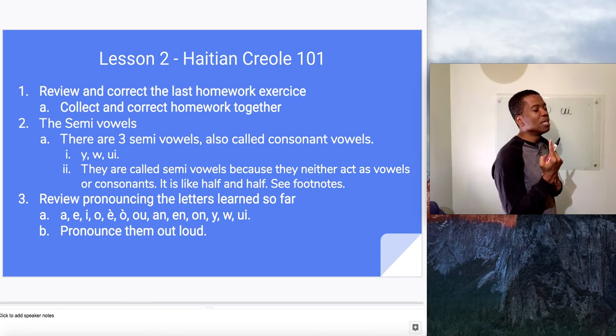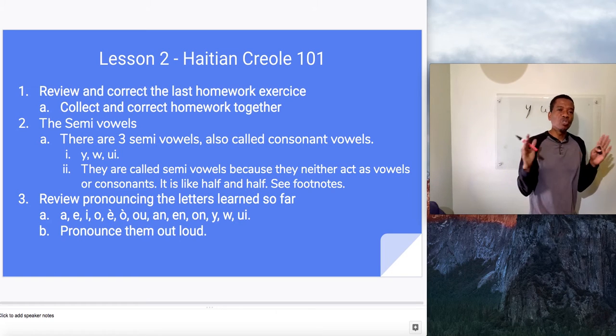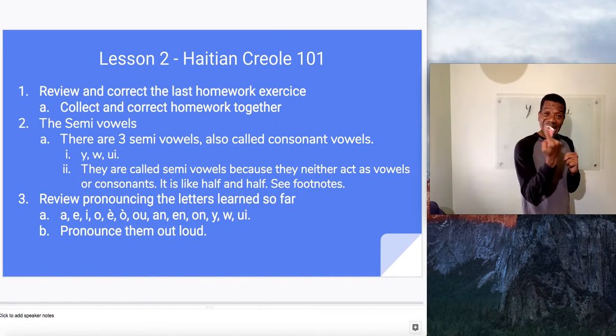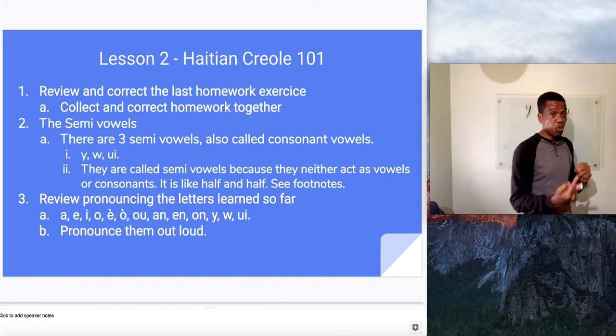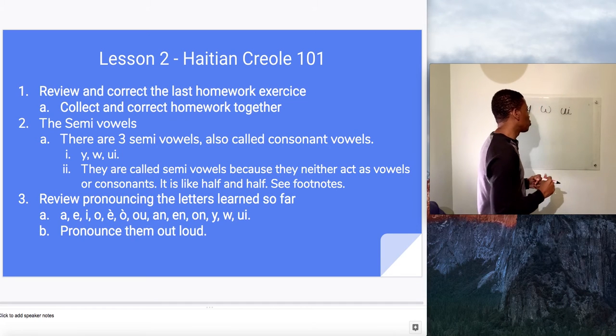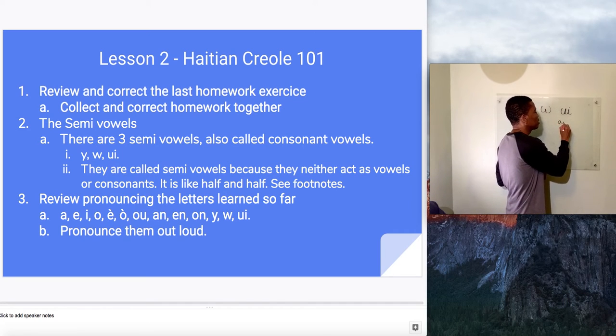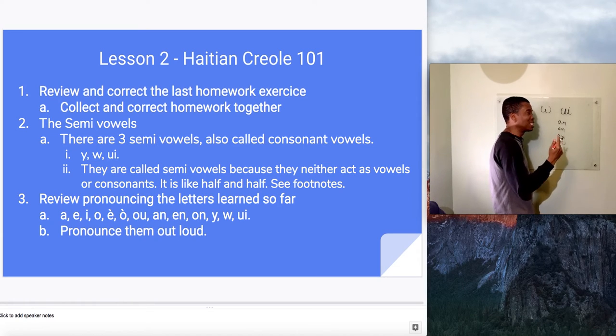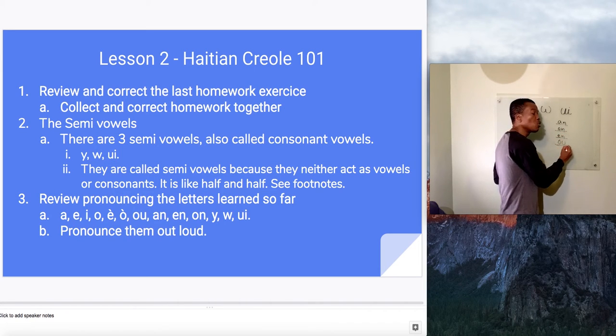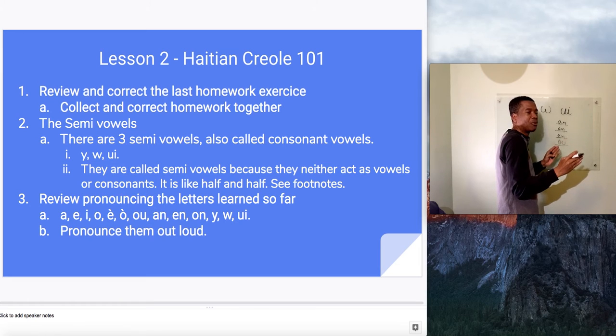Let me repeat that. Even if it has two signs, if it is one sound, it's considered one letter. All right? We're going to keep going back to them until you master it. There are two signs, but it's one sound. You cannot separate the sound.